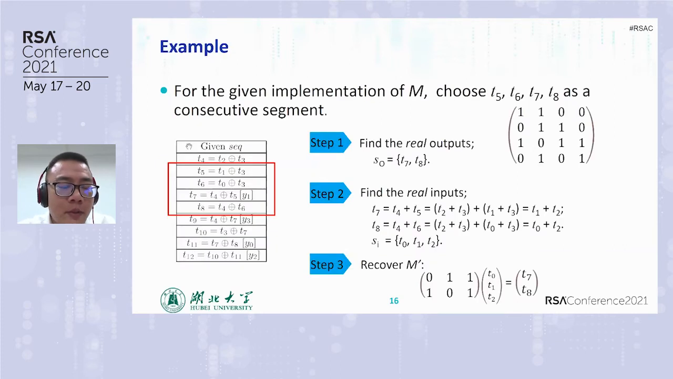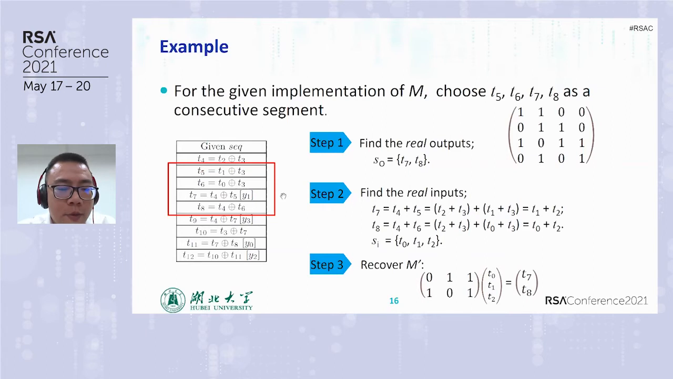Here is an example. This is a given matrix implementation, and what we should do is to recover our matrix M prime according to the operations in the red box. The first step is to find its real outputs. T5 and T6 have never been used outside of this part, so T5 and T6 are not the real outputs of the M prime.